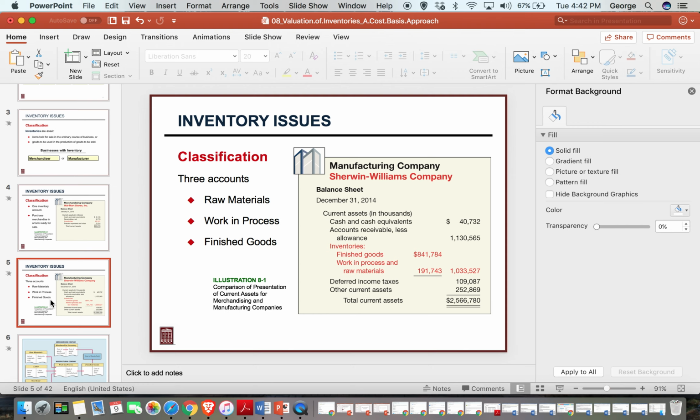On the other hand, a manufacturer is normally going to have three inventory accounts: raw materials, work in process, and finished goods. Raw materials are materials that we buy to convert into work in process. Work in process are goods that are partially complete, and finished goods are goods that are ready to sell.